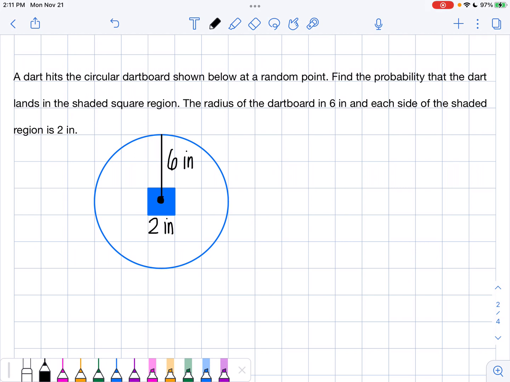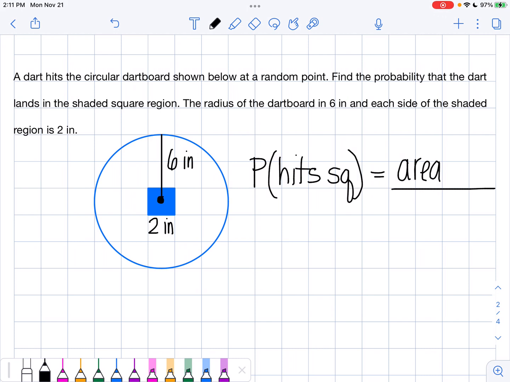So my probability is the probability that it hits the square. So I want to hit the square. I have to find two things. Where do I want it to hit? I want it to hit the square, so I need to find the area of the square.